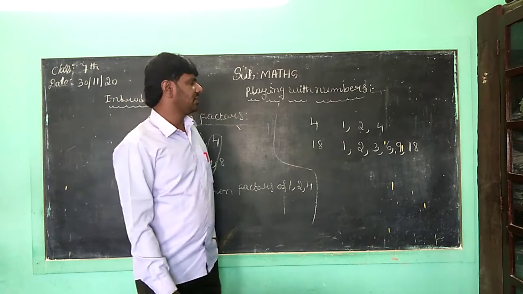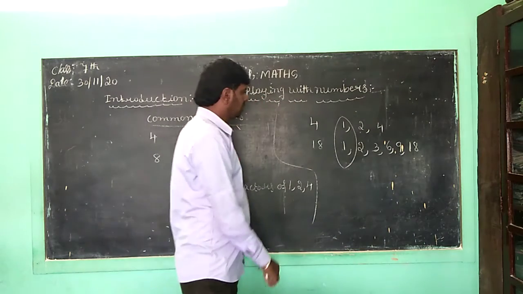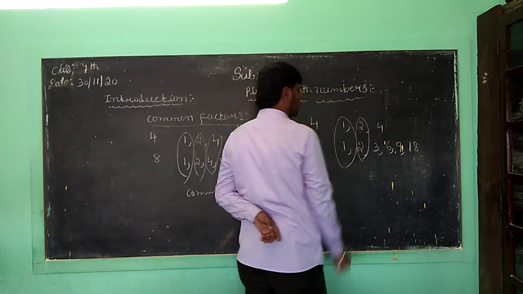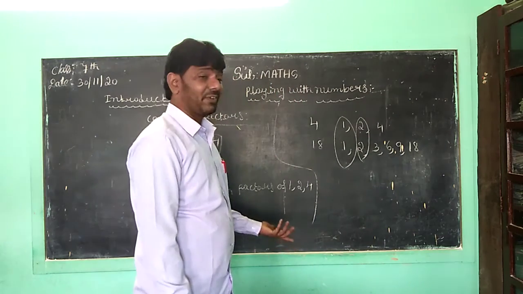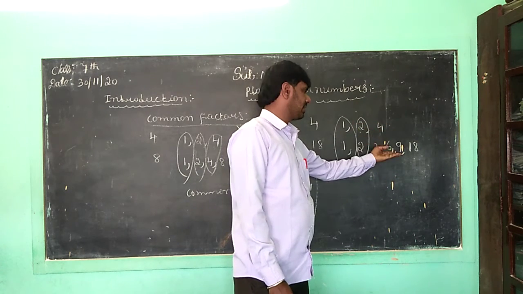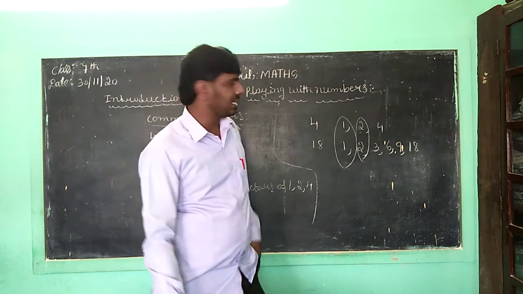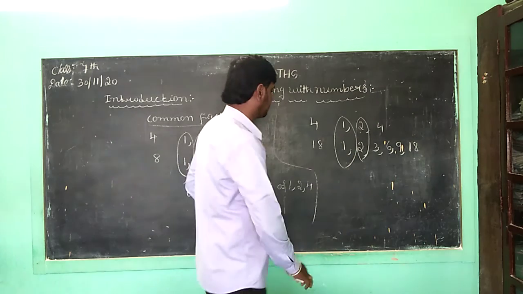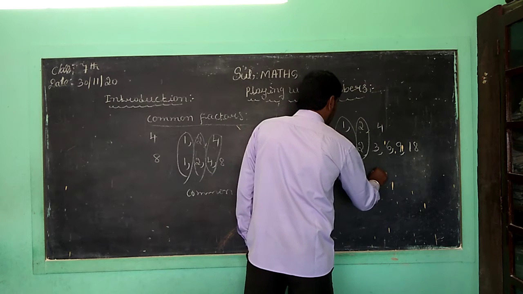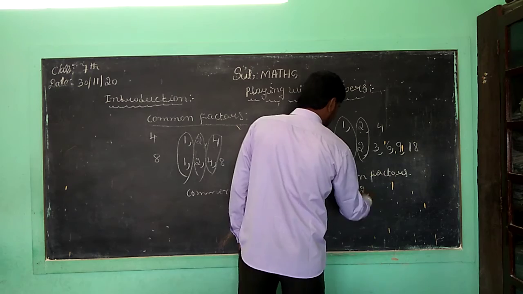Children, now we want to take the factors of 4 and 18. 1 is a factor of any number. 2 is a factor of both. 3 is not common here; 4 is there, here not there; 3 is there, here not there; 6 is not there; 9 also is there, here not there; 18 is there, here not there. What are the common factors of 4 and 18, children? Means 1 and 2, that's all. Common factors, CF means 1, 2, that's all, children.